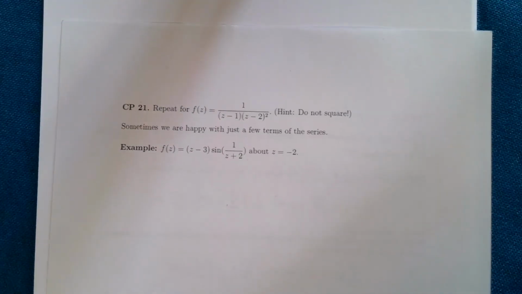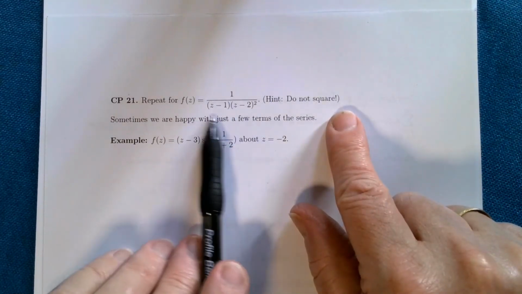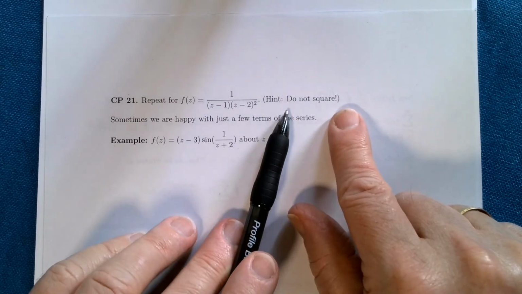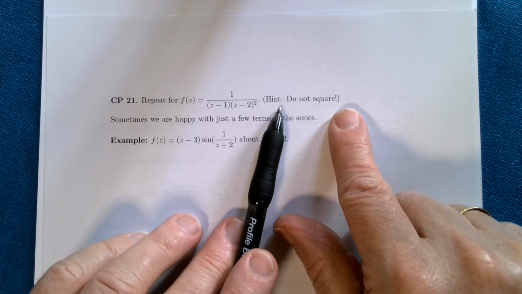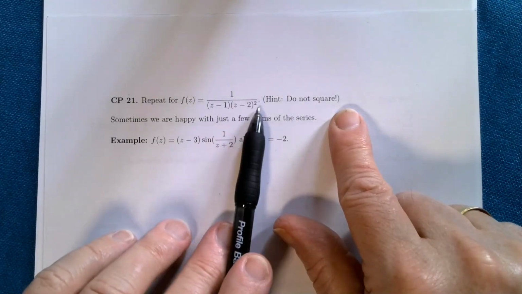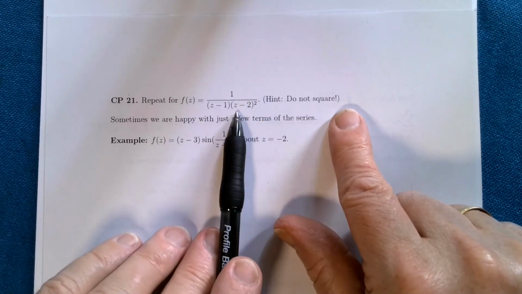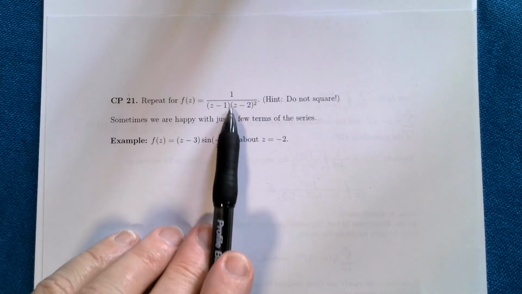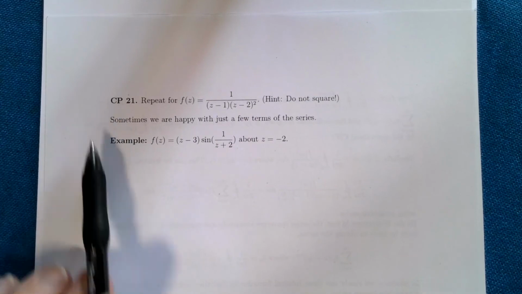There's another little challenge problem. You can try repeating this exercise for this function. Now we've got a square here, and my hint is do not work out a series and square it. My suggestion is to split this up using partial fractions, and then to get the series for the square bit, work out the series for 1 on z minus 2, and then differentiate, and that'll give you a term here. So that's a nice exercise to grind through.